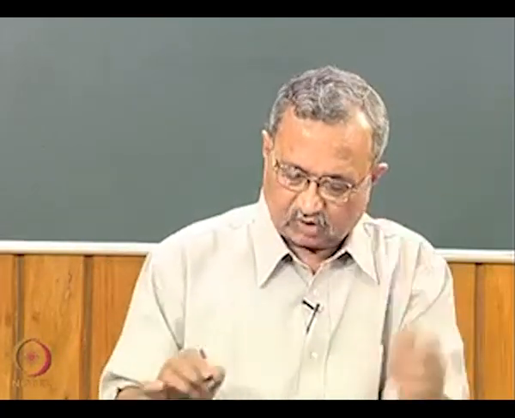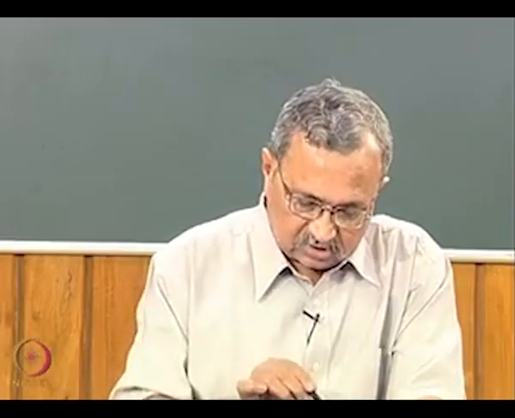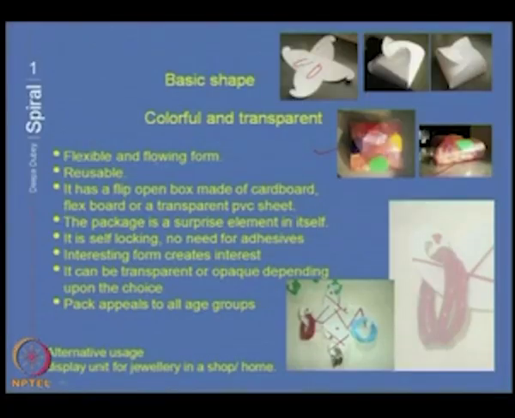So, what are the specific measures that come from it? A flexible and flowing form, not much constraint, and reusable, meaning after once use, the second time you can also reuse it for a certain period. It has a flip open box made of cardboard, flex board or a transparent PVC sheet like this.